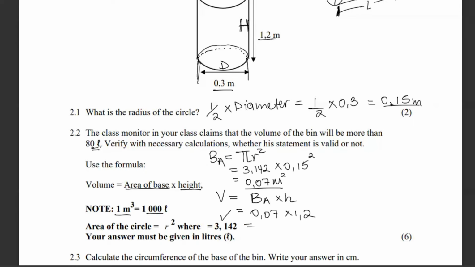So 0,07 times 1,2. The answer is 0,084. These are meters cubed. So it's from here that you're going to change to liters: multiply by 1,000. So we end up having 84 liters. And the verification is valid. The statement is valid.